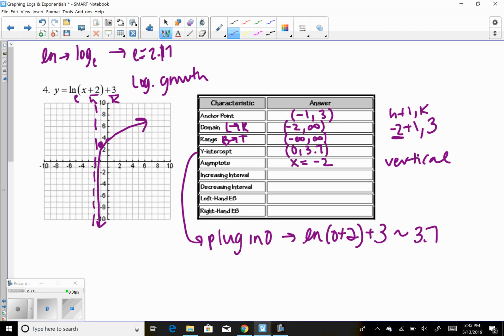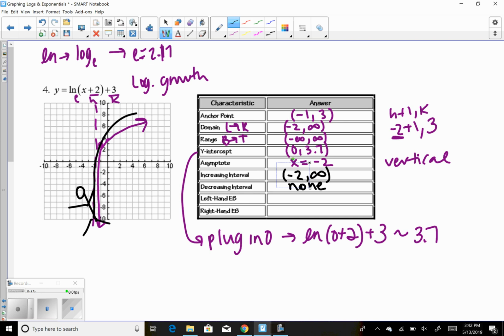So it's not going to be both. It's either going to be growth or it's going to be decay. So what I always say to do is imagine you were a person standing on the left side. Always start at the left side. What would this person be doing? Would they be climbing up the hill or would they be falling down the hill? They're climbing, right? So decreasing is going to be none because they're climbing. Increasing is going to match the domain, negative 2 to infinity.